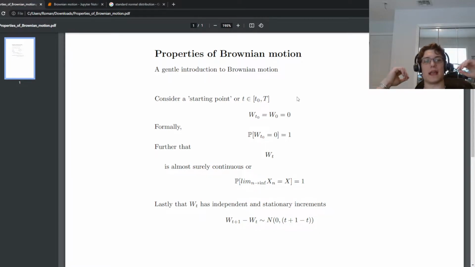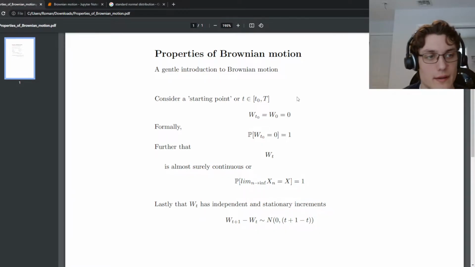Brownian motion is a fundamental concept of quantitative finance, of stochastic differential equations, stochastic calculus, and there's some key properties of it that make Brownian motion what it is. And what I wanted to do was accompany this introduction in terms of the three key properties of Brownian motion with a Jupyter notebook to better explain some of the results that we've seen in past videos and better explain integration with respect to Brownian motion as well.